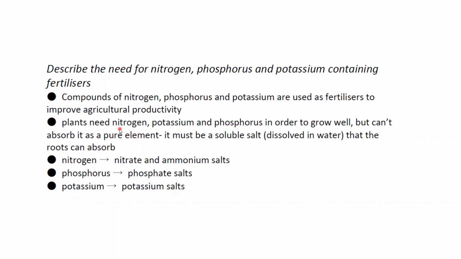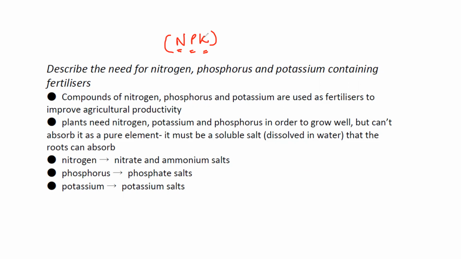Nitrogen helps plants to grow well. Potassium is there for the fruits or the flower, and phosphorus is used for a better root system. And whenever we want to provide fertilizer to the plant, like NPK, N means nitrogen, P means phosphorus, and K means potassium.